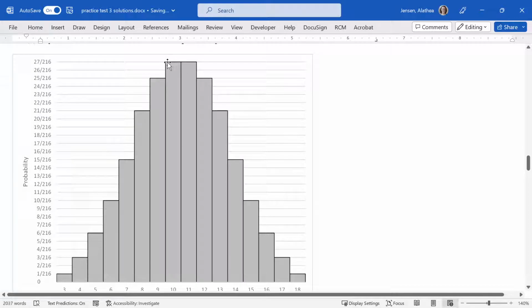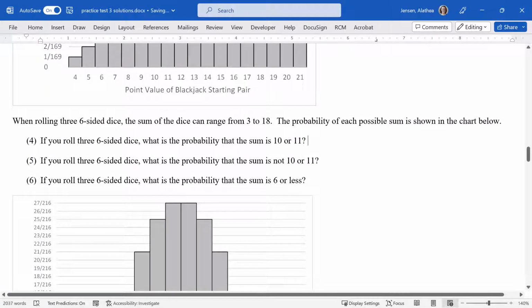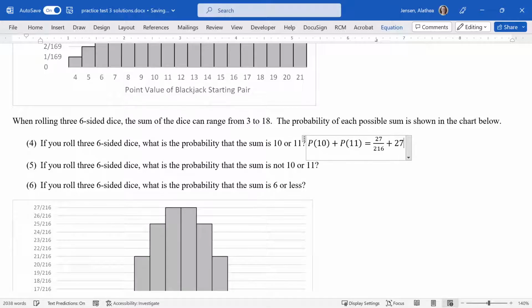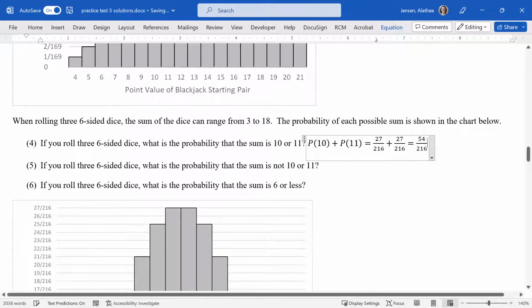Their height is 27, they're both 27. So for 10 or 11, we're just going to add these together. Probability of 10 plus probability of 11, 27 out of 216 plus 27 out of 216, which I think comes to 54 out of 216. All right.